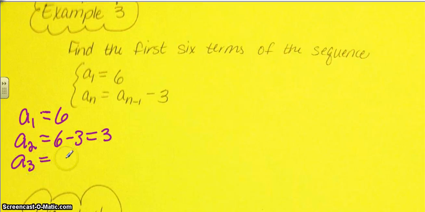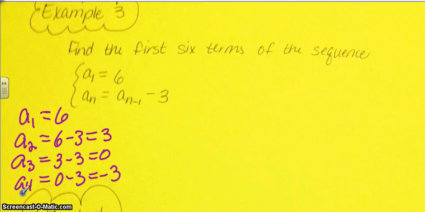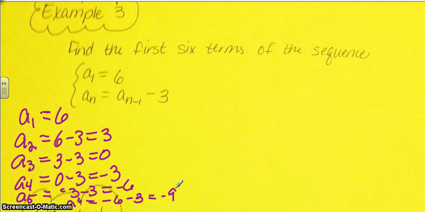A sub 3 would be 3 minus 3. A sub 4 is 0 minus 3. And a sub 5 is negative 3 minus 3. And then finally, a sub 6 is equal to negative 6 minus 3, which is equal to negative 9. Now this is all the recursive formula. And again, just like the last example, this is also arithmetic, with the common difference being negative 3.